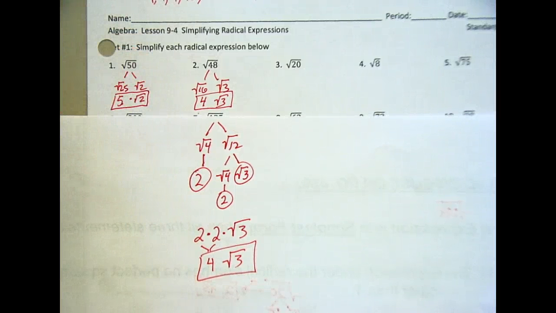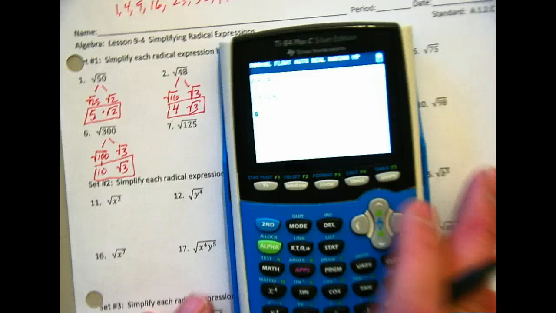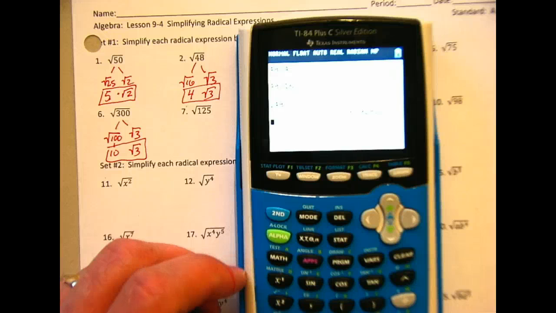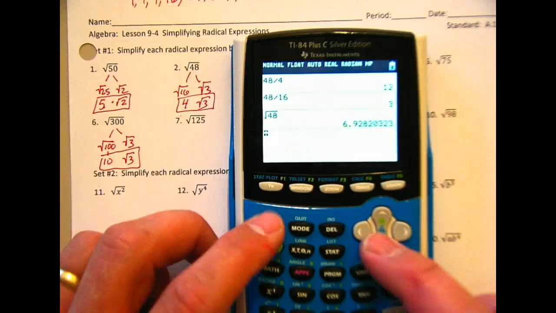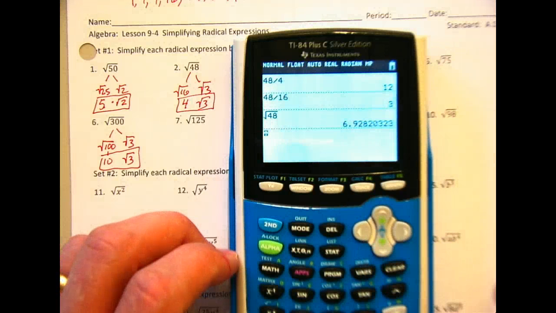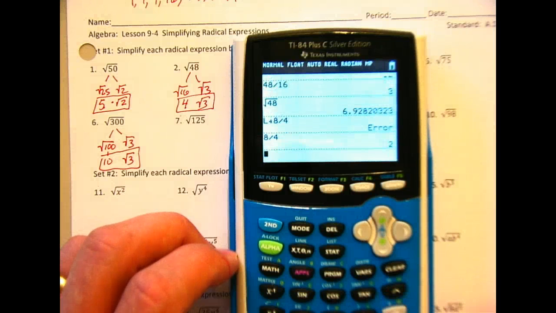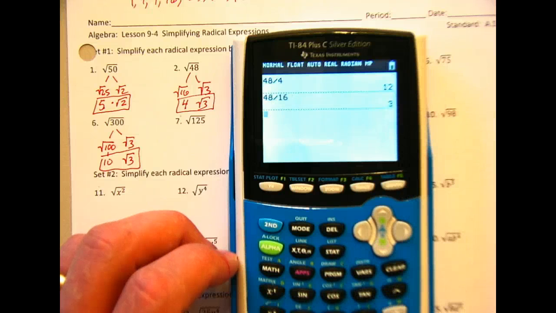Okay, questions on that? It's okay to use the calculator to figure out what perfect square goes into them. But what I don't want to see is this: root 48 is that, and then put that answer. When you do root 48, you don't do that. You get 6.92 and you're done. That doesn't work out. You can say 48 divided by 4, it goes in 12 times, and use that, or you could do 48 divided by 16. It goes in 3 times and use that.